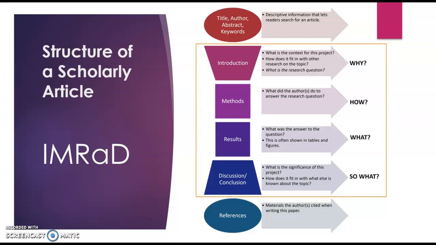Then there's a discussion section that includes a conclusion and looks at the significance of the project. What did they learn? How does this fit into a context? How might it be used? And what else needs to be studied? Following the discussion or conclusion, the authors will provide their references that they used in the literature review, and this consistent structure can help you to identify an empirical article.